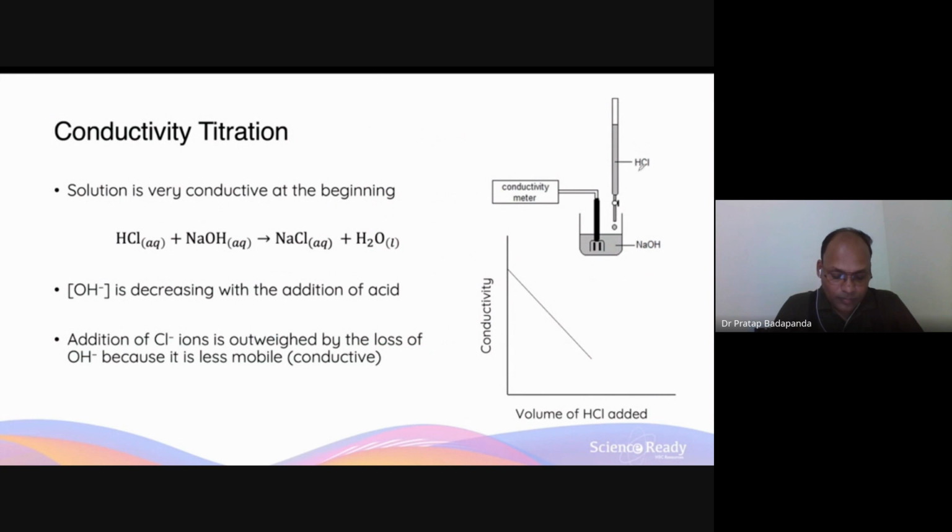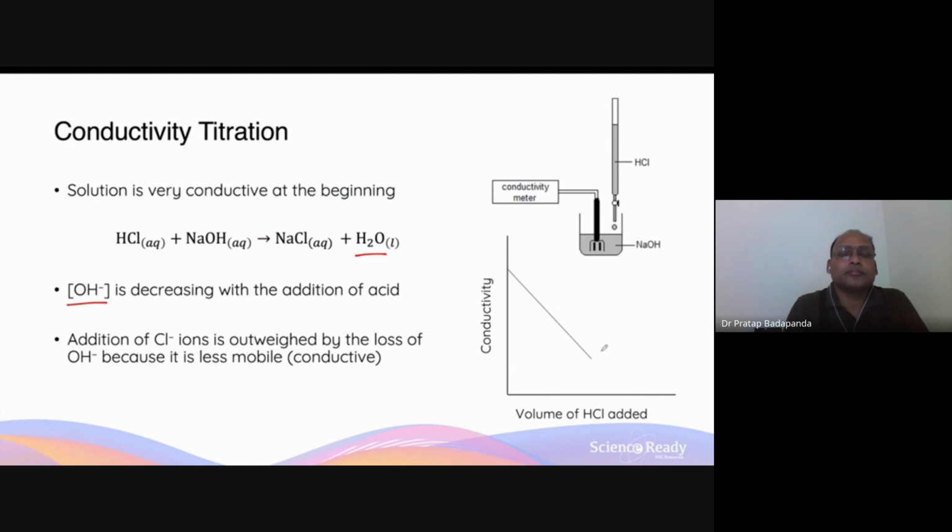Let's first go through a conductometric titration between a strong acid and a strong base. Suppose the burette contains a strong acid, hydrochloric acid, and the beaker contains sodium hydroxide. In the beginning, the solution of sodium hydroxide is very conductive because sodium hydroxide is a strong base, so it completely dissociates to produce a large amount of hydroxide ions and sodium ions.